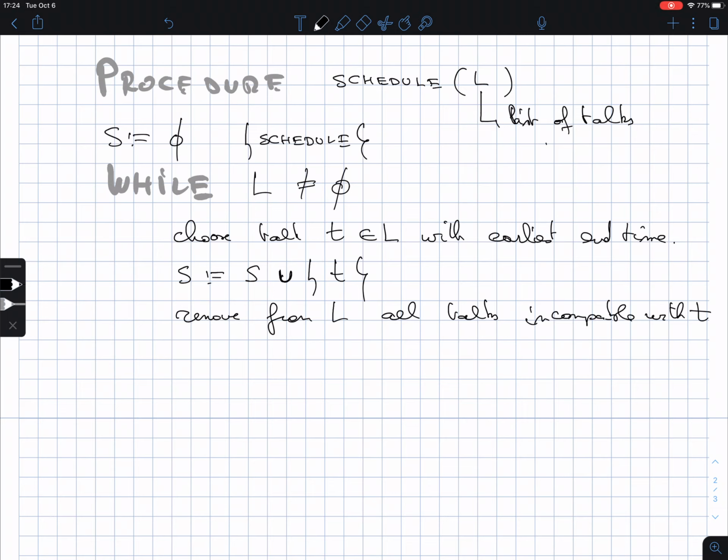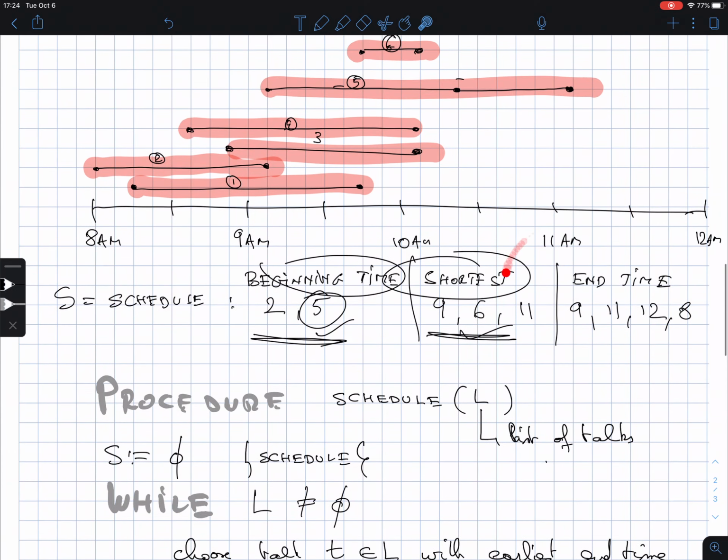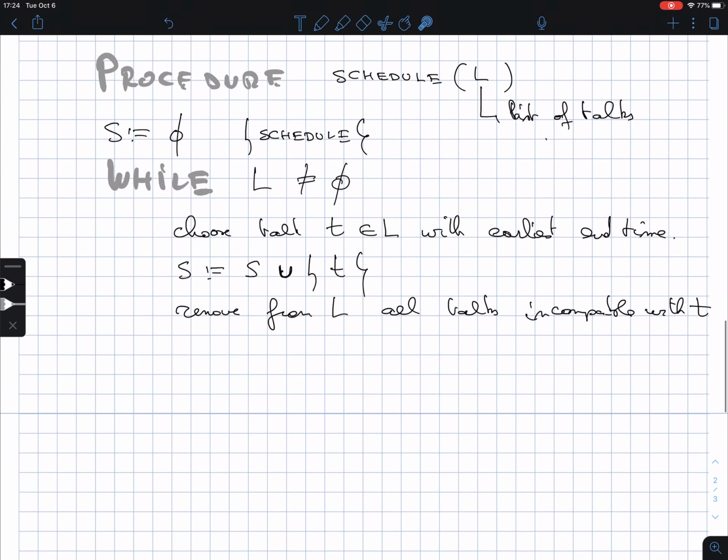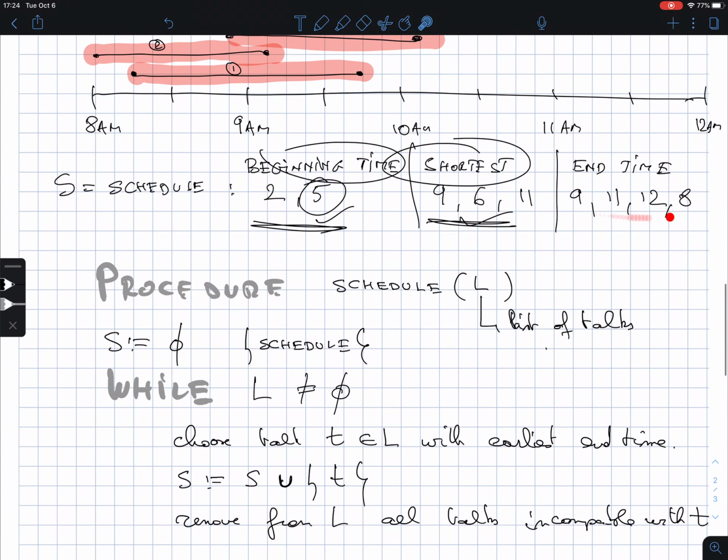So I throw out a bunch of things, and it could be that I throw out everything and then it's empty, and then the while loop stops. And if it's not empty, the while loop continues, and I take the next available talk with earliest end time. So I do exactly what my greedy strategy tells me. I will come up with this list of talks as long as this while loop is not finished, and once the while loop is finished, there's nothing to schedule anymore, and the answer will be exactly that.